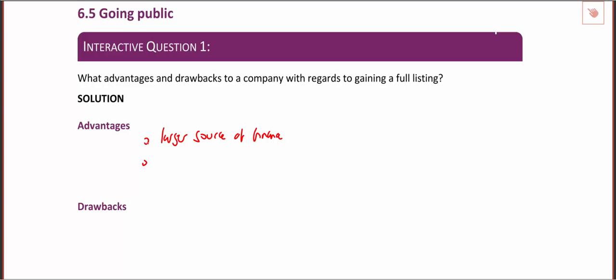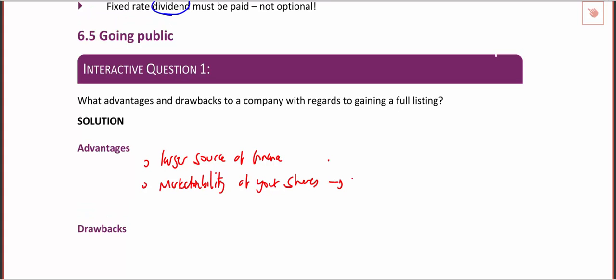Also, one that's not often immediately obvious is that it increases the marketability of your shares. What we mean by that is it makes them a lot easier to sell. And as soon as you make something easier to sell, it becomes more valuable. So the fact that I can buy a share from a PLC, and I know I can sell it immediately afterwards, will increase its value for me. It increases my flexibility. So hopefully that increases the share price.